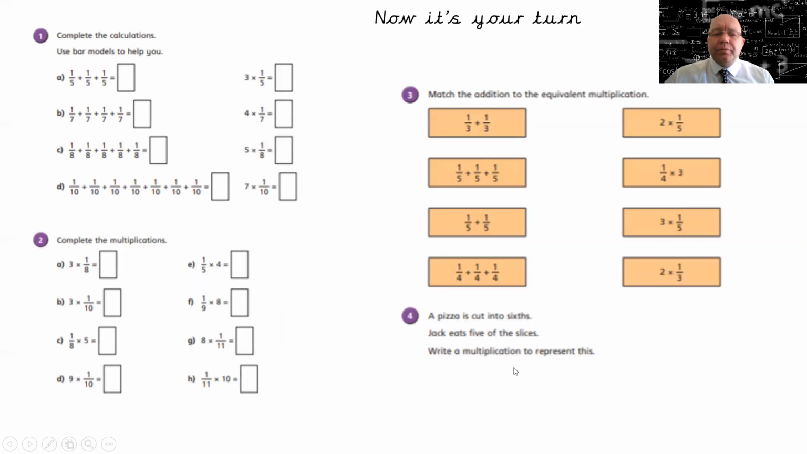Let's have a go. Very straightforward. We should be able to rattle through these. So number 1, complete the calculations. You can use bar models if you need to. I'm not sure you will. 2, complete these multiplications. 3 is, can you match from each side? Match one from the left to one from the right. And 4, a pizza is cut into 6. If Jack eats 5 of the slices, write this as a multiplication. Okay. Pause the video. Away you go.